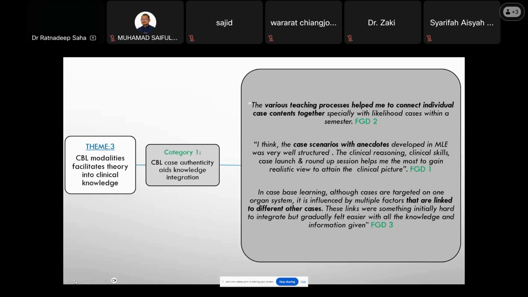It emerged from a single category that says that CBL realistic case presentation facilitates integration of knowledge, and this has been done by different relevant techniques, probably at the backdrop of scientific and clinical awareness, because they are using different modes of delivery like case launches, clinical reasoning, clinical skills, case roundups, all those kinds of things. So they found these very important and they provide some kind of linkage to their clinical knowledge.